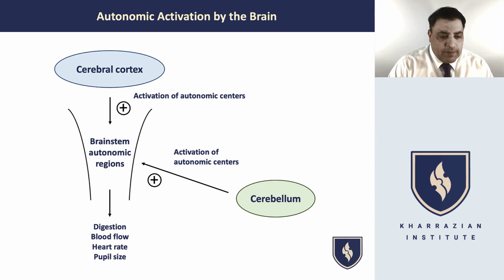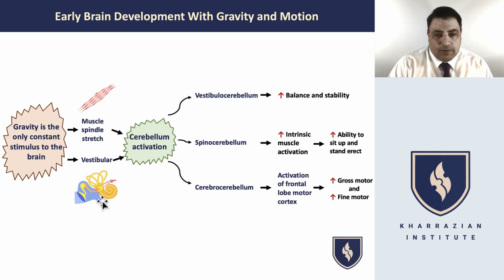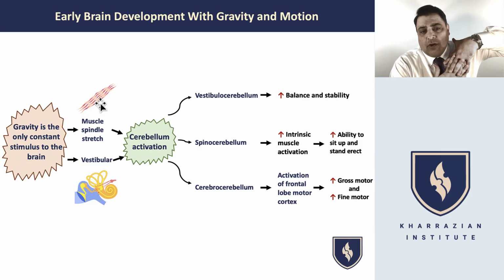Now, the cerebellum is going to get input not only from the vestibular apparatus, but it's also going to get input primarily from muscle spindles. And when you look at the brain's main source of constant input, or only source of constant receptor activation, it is gravity stretch on muscle spindles. So within all our muscles, we have muscle spindle fibers, and these muscle spindle fibers are aligned with the alignment of our muscles, and they stretch, and gravity stretches them.